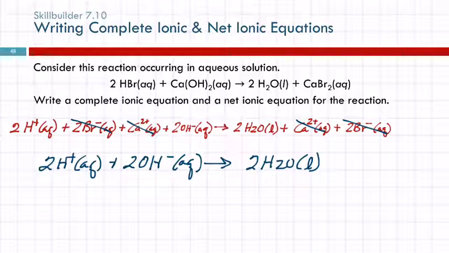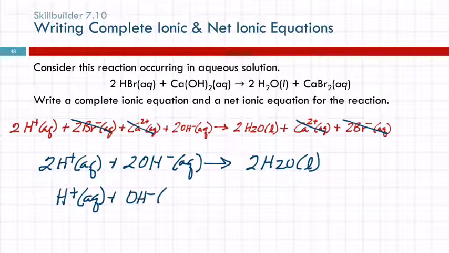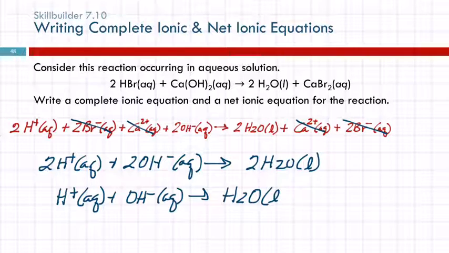This is okay. It's a balanced equation, but it's not the best because there's a 2 in front of every species. We could simplify this. We'd like to have the lowest coefficients. So the best answer here would be H plus aqueous plus OH minus aqueous forming H2O liquid. I don't remember how picky Mastering Chemistry is about that stuff. I won't try to trick you with something like that.